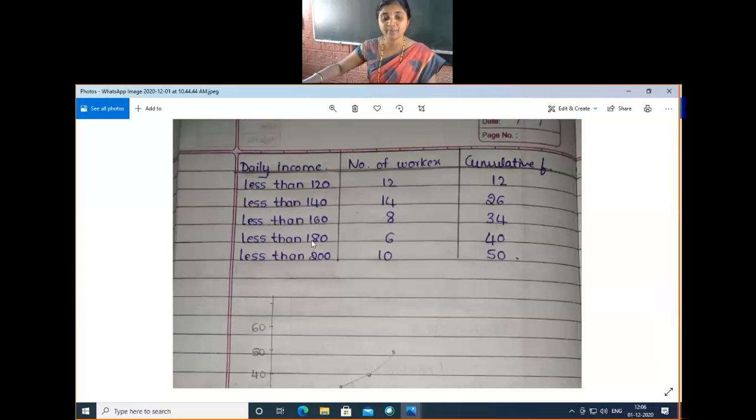You all know how to convert that less than type. Okay. For the less than type, less than 120, less than 140, less than 160, less than 180, less than 200. For less than, so you have to take the upper limit of the class interval. Number of workers is 12, 14, 8, 6, 10. Then you have to find out the cumulative frequency. For less than type, you have to add the frequencies.